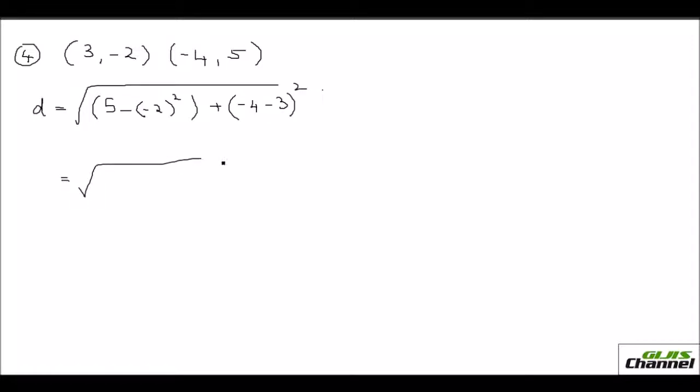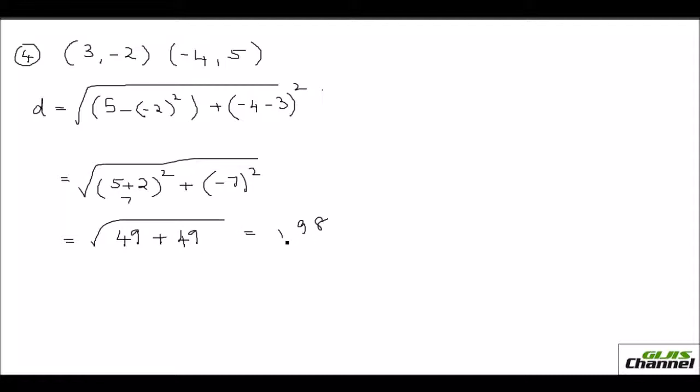That will be equal to square root of 5 plus 2, right? Minus of minus 2 is plus 2. Plus this side it is minus 7 the whole square. So this is going to be square root of, this is 7, right? 7 square is 49. 49 plus 49. So I can make it like 98. Square root of 98, okay? Units. If you want, you can simplify this further. So root 98, how can I simplify? I just divide by 2. So that's 49, and this is 7 and 7. So I can say that this is equal to 7 root 2 units. Okay?